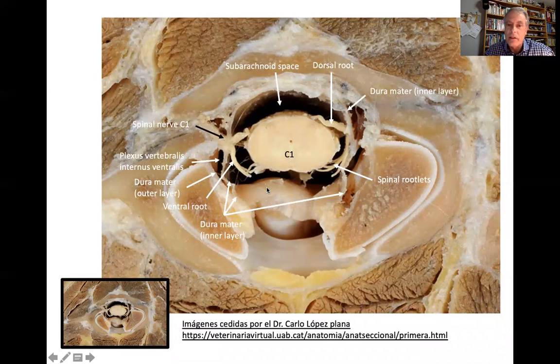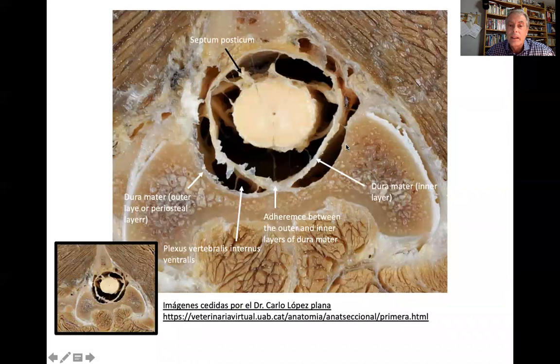So in these transverse sections, now we can identify things. This is at the level of C1, okay? And what do we see? We see the spinal cord with the dorsal and ventral roots that are going to form a spinal nerve. And this big space is the subarachnoid space between the arachnoid and the pia mater. You have to remember that the arachnoid is attached to the inner layer of the dura. So we have the dura mater, the inner layer here. In the next image, you see this big subarachnoid space, right? With the roots, the dorsal root, the ventral root.